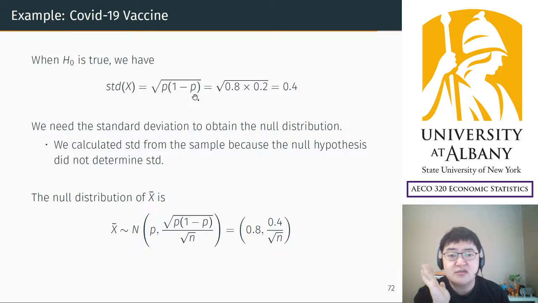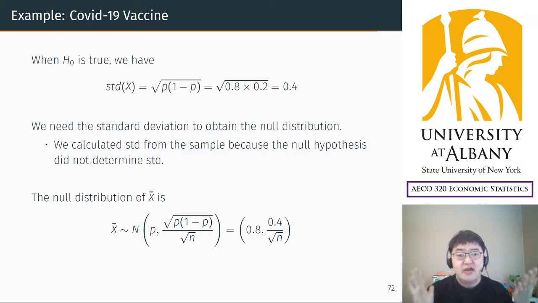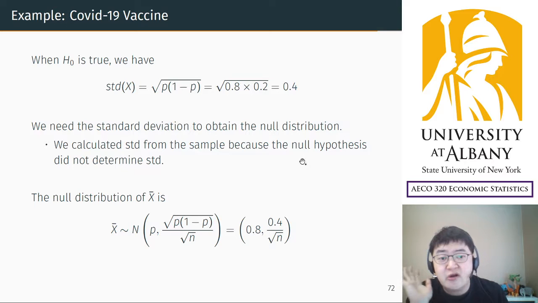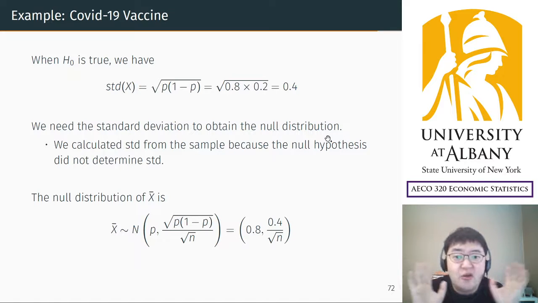The reason we are using the null hypothesis to calculate the standard deviation is that's the definition of the null distribution. The null distribution is the sampling distribution when the null hypothesis is true. So ideally, if the null hypothesis tells you what the standard deviation is, that is your standard deviation. But in the previous examples, the null hypothesis did not say anything about the standard deviation.